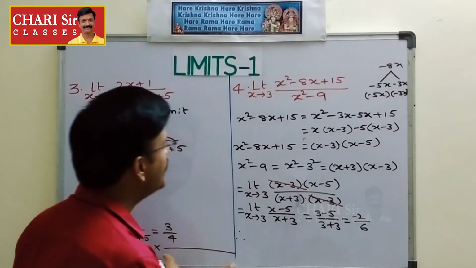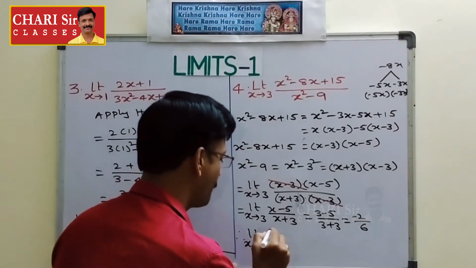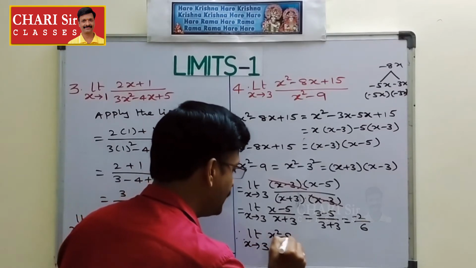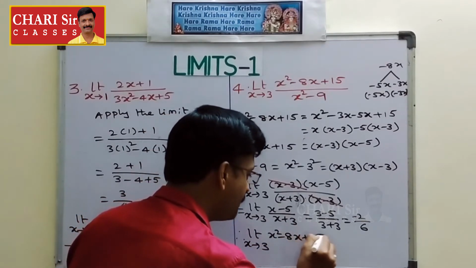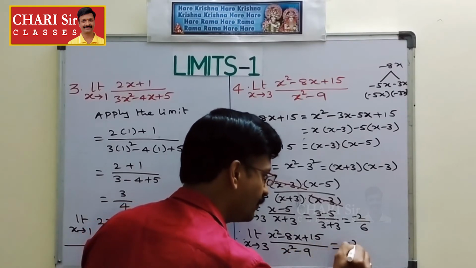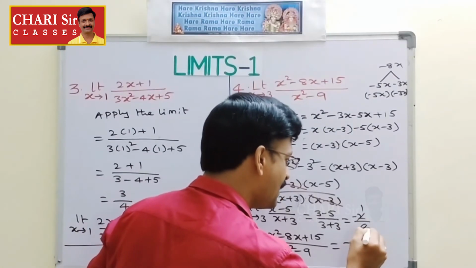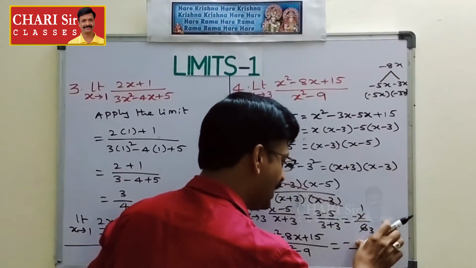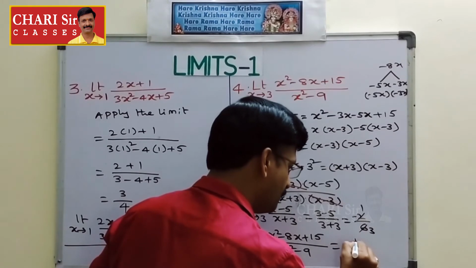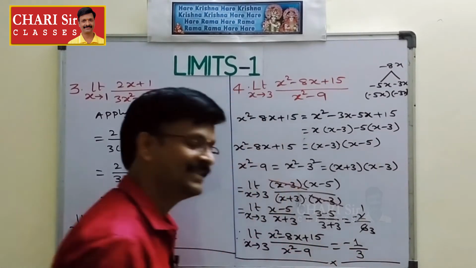Therefore the final step we write, that is limit x tends to 3, x square minus 8x plus 15 divided by x square minus 9 is equal to minus 2 by 6, and more you can simplify, 1 time and 3 times, so you can write minus 1 by 3. This is your final answer.